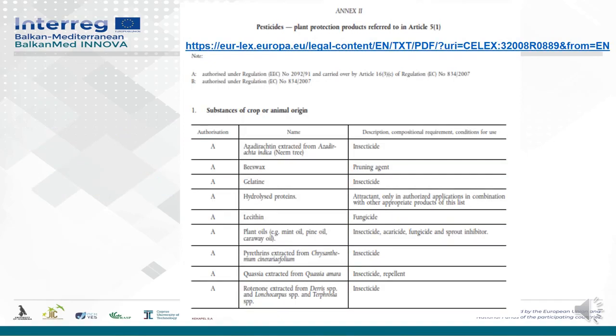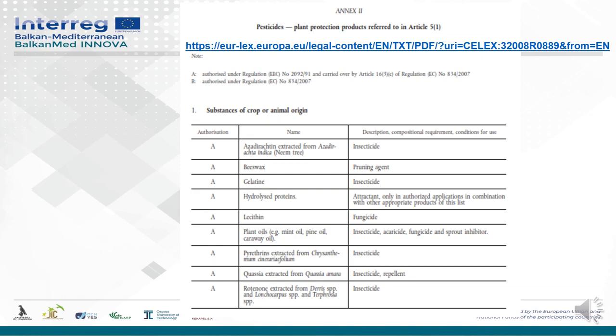Let's start with the first section, substances of crop or animal origin. Here you have a list. For example, the first one is azadirachtin extracted from Azadirachta indica, which in the common English name is called neem tree. It is used as an insecticide. Beeswax, it is a pruning agent. It is allowed. Gelatin is used as an insecticide.